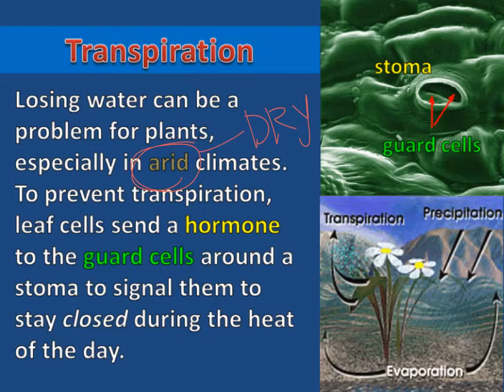So plants living in arid climates like the desert, losing water can be a problem for these plants and very detrimental. So to prevent transpiration, which just means evaporation of water from leaves, leaf cells send this hormone to the guard cells around the stoma to signal them to stay closed during the heat of day. So if the guard cells are closed, that means no water can leave that plant. Very important.